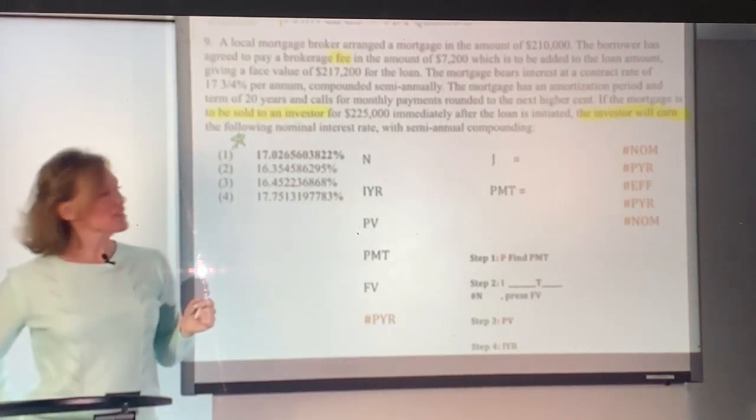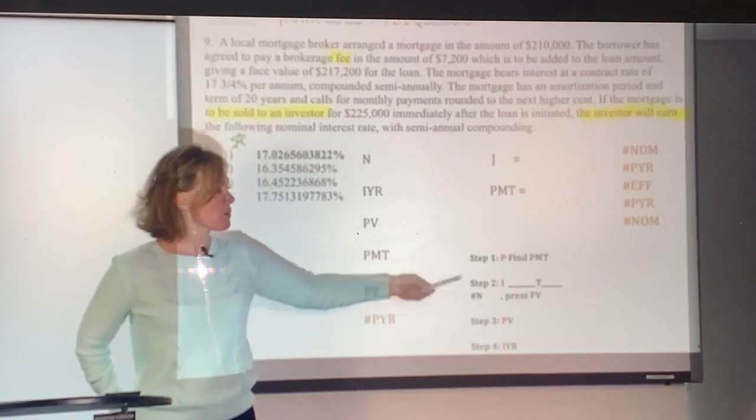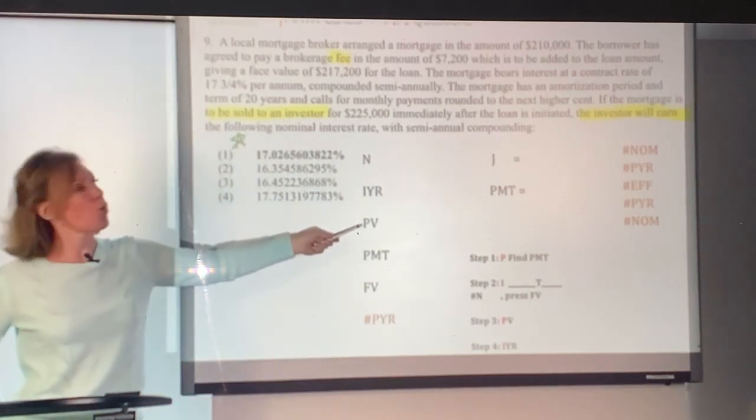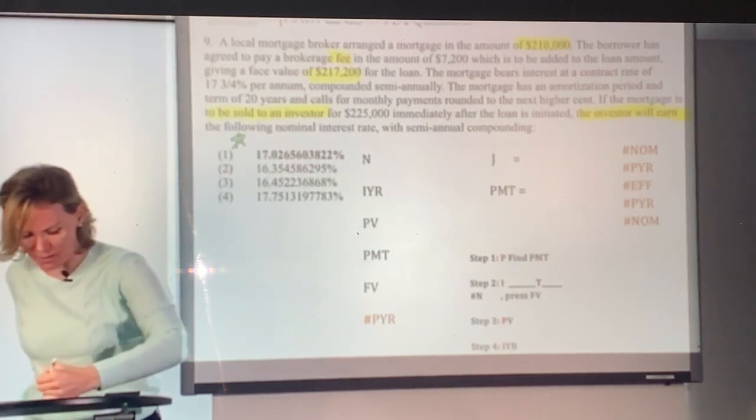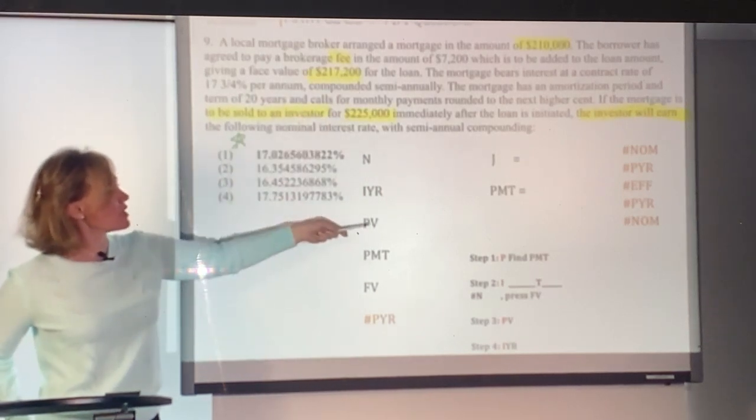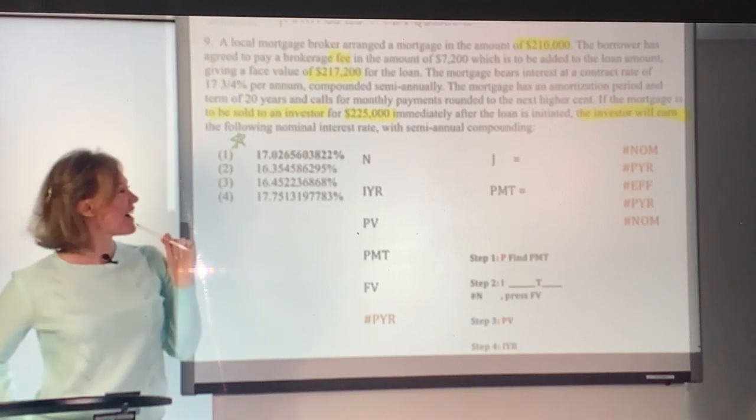First question, because it's a PP question, we're still going to follow our steps. Step one is to find the payment. So my first question to you, out of all of those numbers we have, let's highlight them. We have 210, we have 217, we have 225. Out of all those three numbers, which one are you going to put as your PV? I want to know.